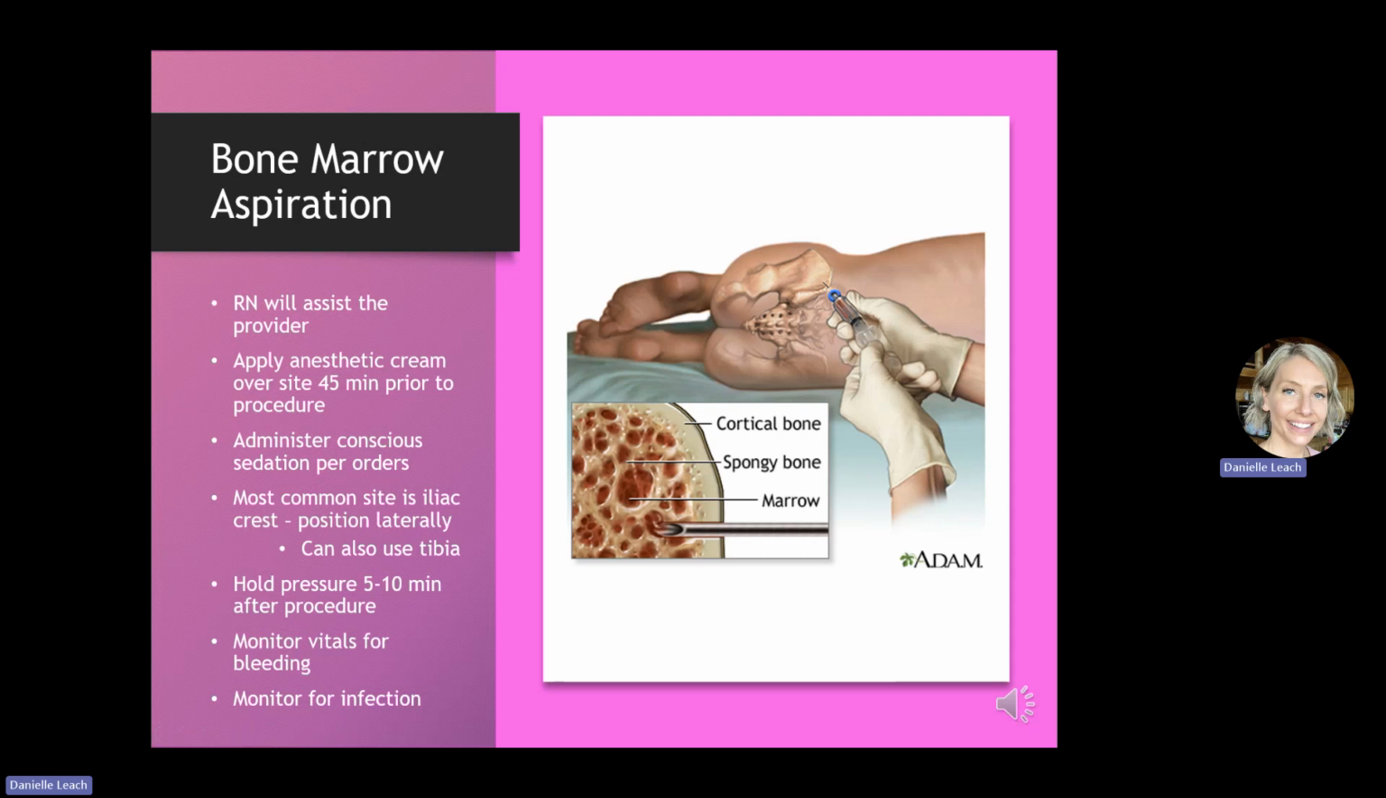If a bone marrow aspiration is ordered, the RN will not be doing it, but they will be assisting a provider. So the RN can apply an anesthetic cream, such as EMLA, whatever is ordered, over whatever site the provider is going to use 45 minutes prior to the procedure to help numb the area. This is a quite painful procedure.